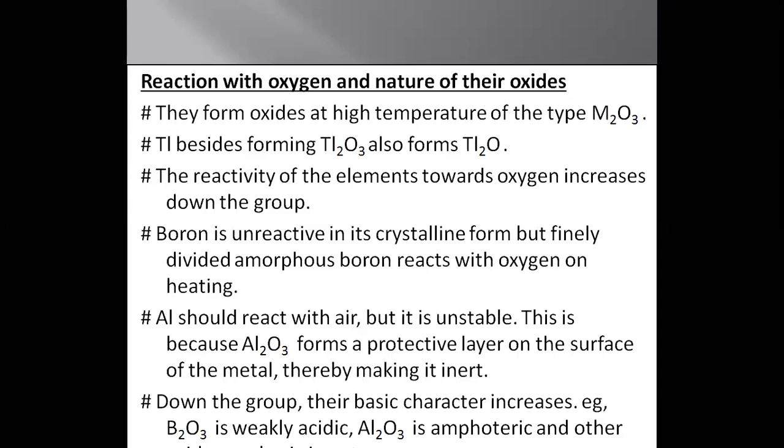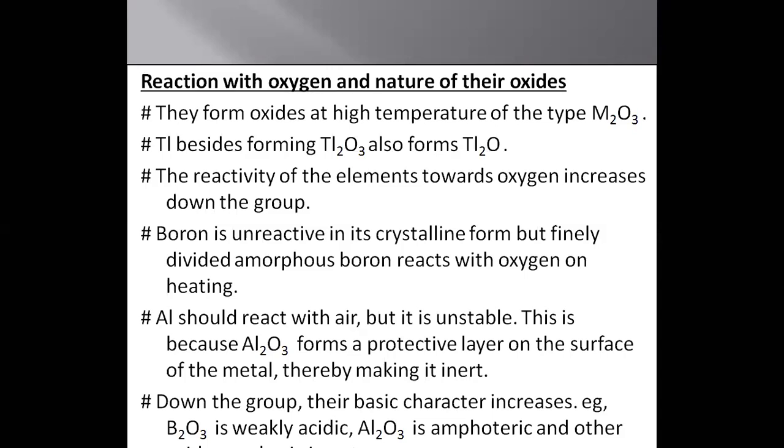That is how aluminium becomes stable or non-reactive with air or oxygen after the formation of the oxide layer. Now, when we talk about the nature of their oxides, we know that boron is a non-metal, as I have discussed earlier, and it is forming an oxide. So we say that the oxide of boron is usually acidic, weakly acidic in nature.